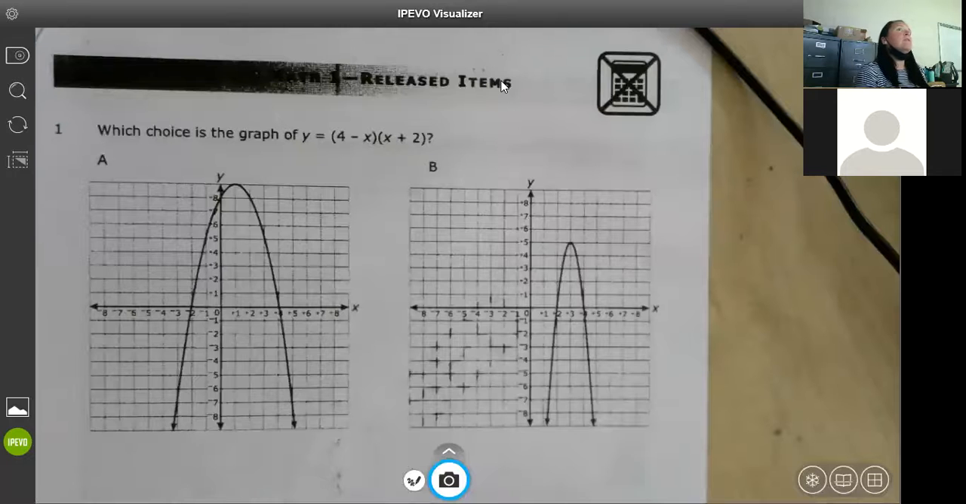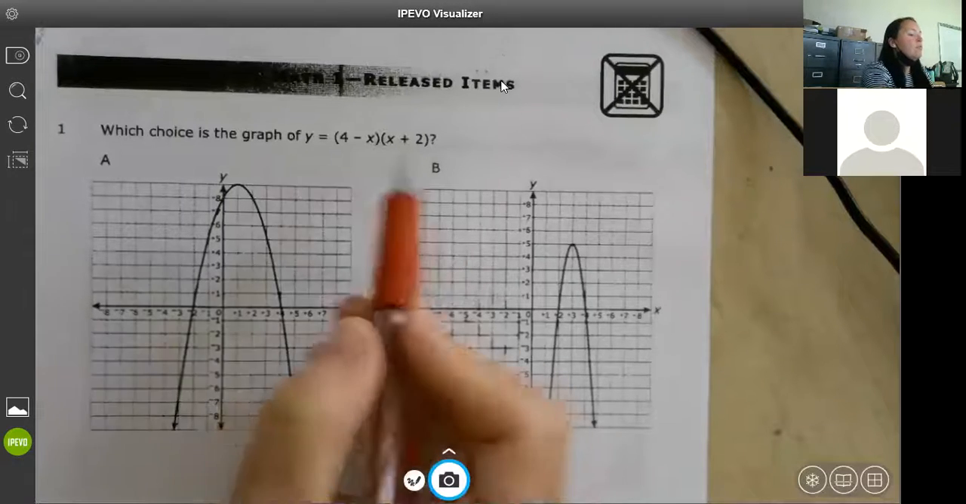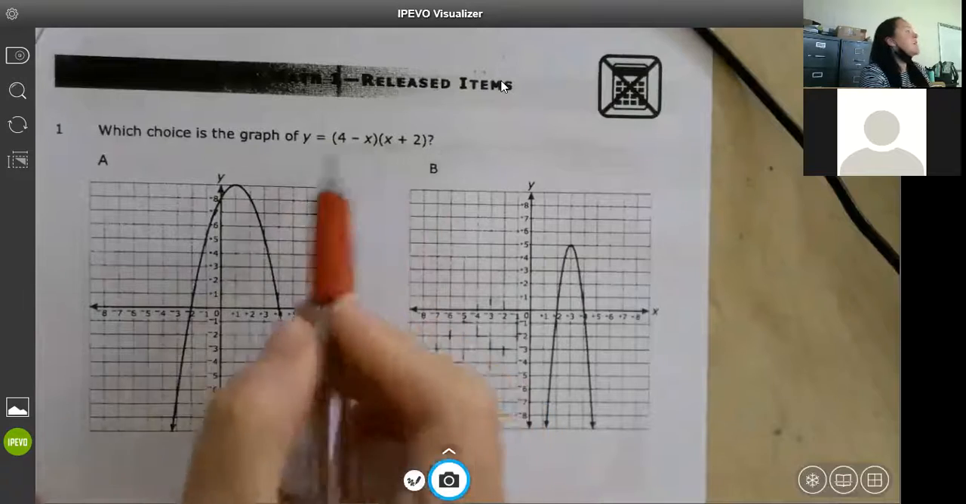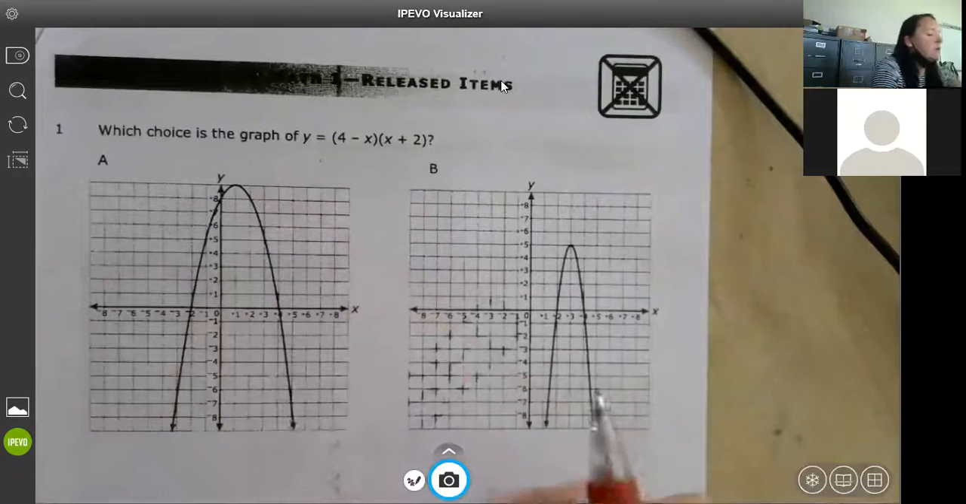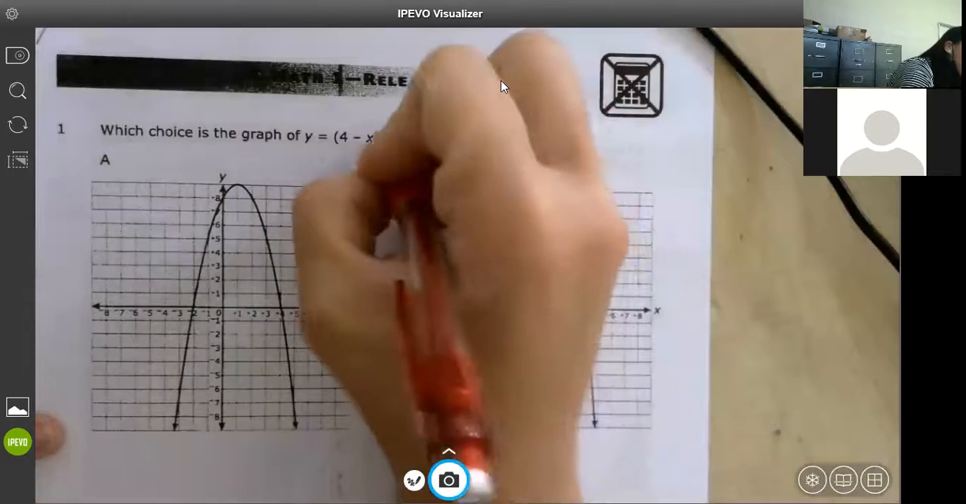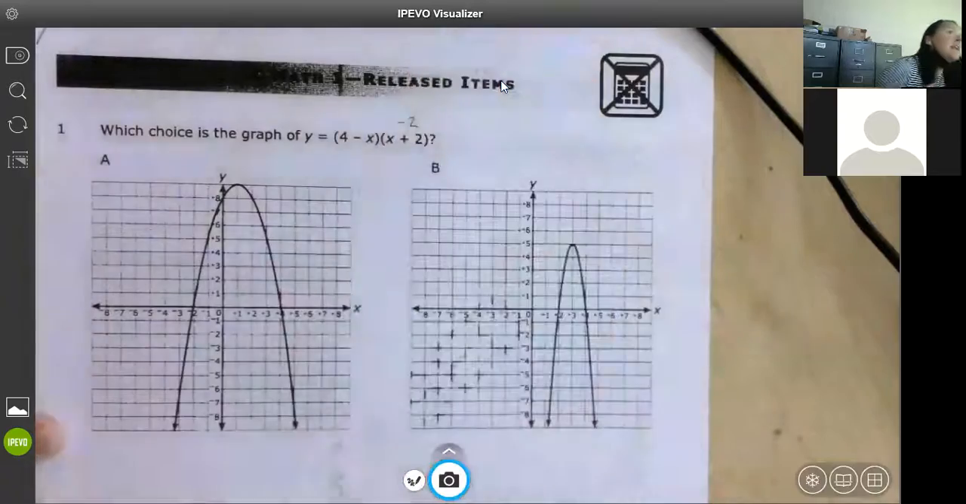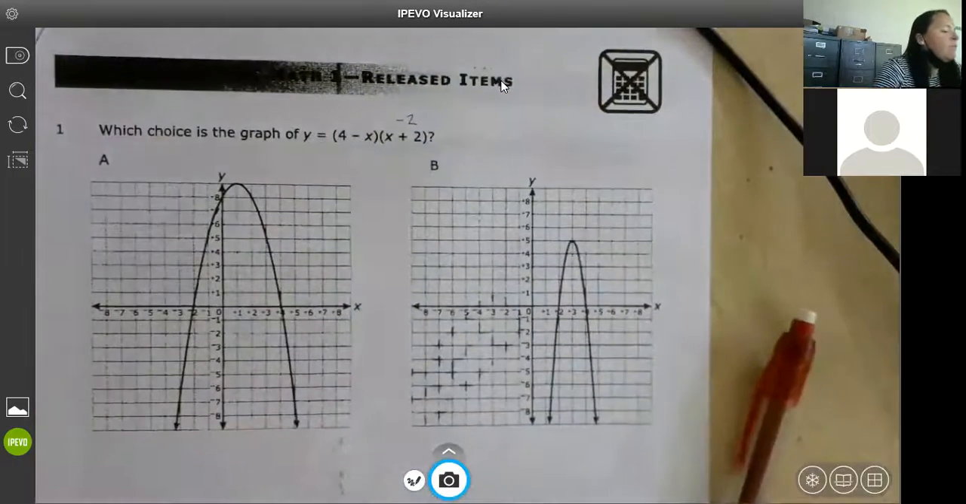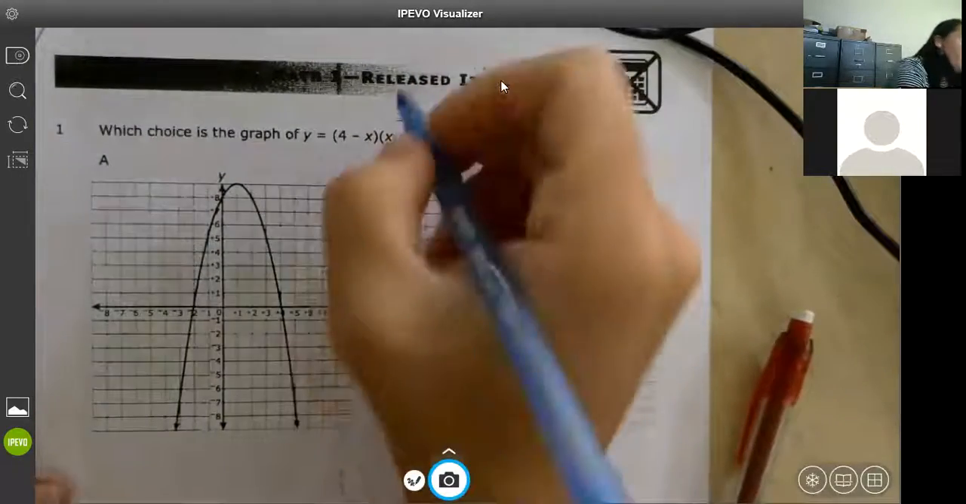It says, which choice is the graph of y equals 4 minus x and x plus 2? Remember when we factor, those give us our x-intercepts, our answers. So what you want to look at is this one. If I take it out, gives me a negative 2. Let me run the pen so you guys can see that.